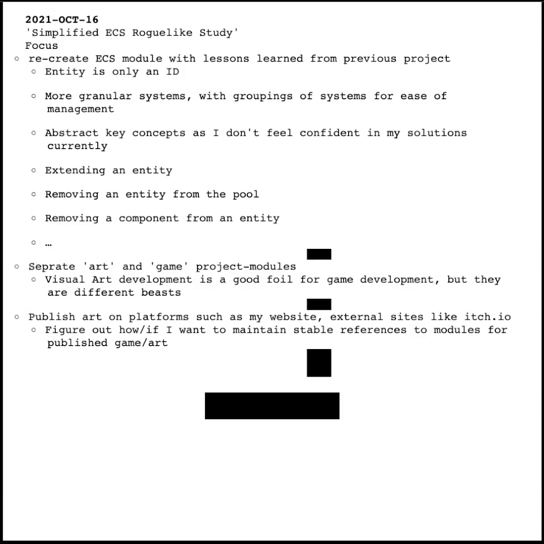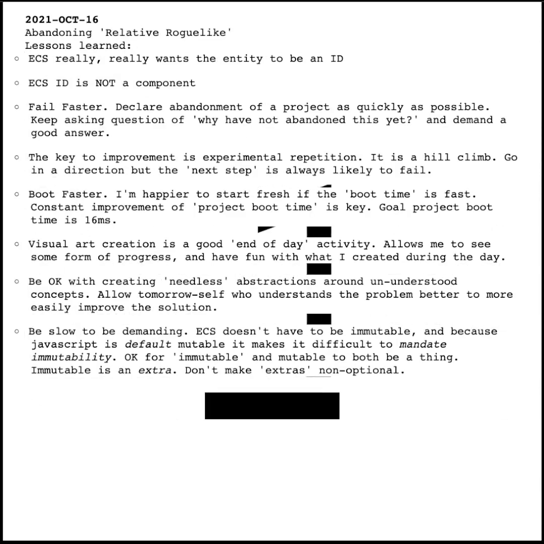So let's see where we are. Let's make sure I went through all the things. Yeah, let's go over the lessons learned here. ECS really wants the ID to be the entity. The entity really wants to be just an ID. That is one of the primary learnings and failings of my previous ECS system. So don't treat the ID as a kind of component. Treat it as just a straight number or string. You probably get away with a string, but some sort of very primitive identifier.